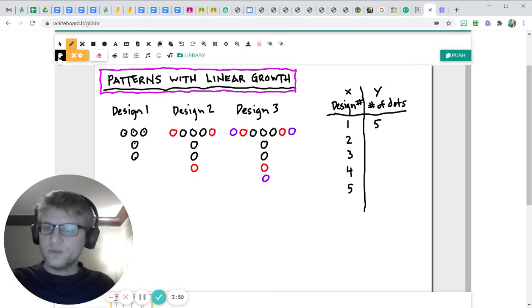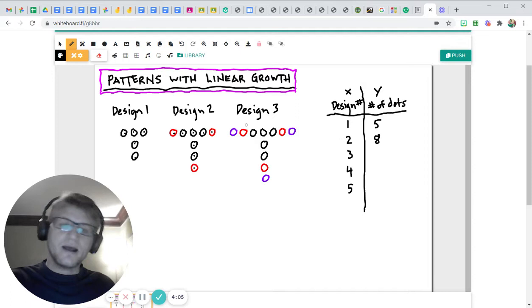I look at design two, and we're going to count design two. So for design two, we had one, two, three, four, five, six, seven, eight. So I'm coming down here, and I put that on design two. We had eight dots. And on design three, I'm guessing you already know how many there are, even if we don't have to count them.